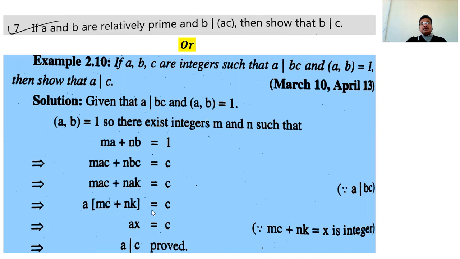So what do we have? C is equal to A times (MC plus NK), suppose this is X. Then C is expressed in the form A into some integer, and therefore A divides C. So this is also an important example, like it is in the exam March, April, and all the examples on Euclid's lemma are important.